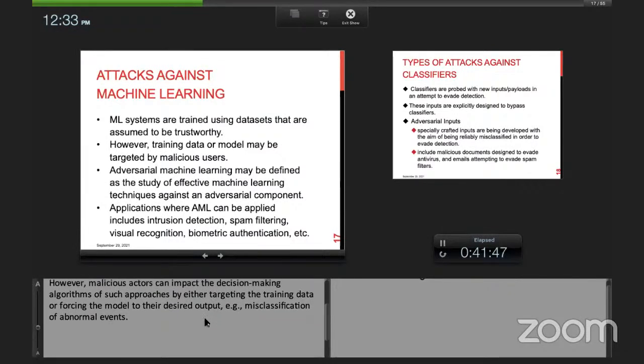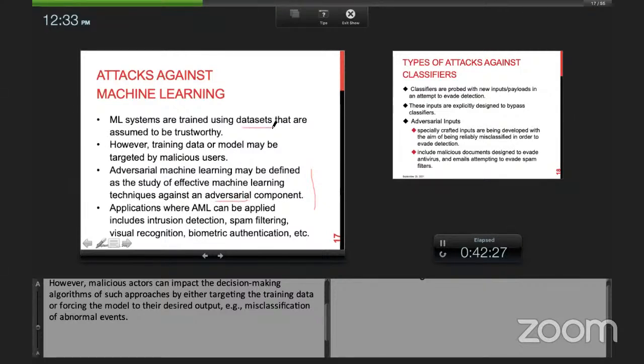For example, some abnormal events have occurred, but the model will be fed and trained in such a way by malicious users that it will say no, this is not an abnormal event, this is classified as a normal event. So adversarial machine learning may be defined as the study of effective machine learning techniques against adversarial components. That is something that we will deal with.